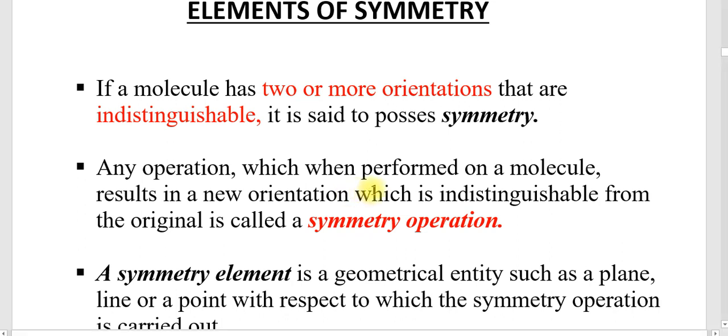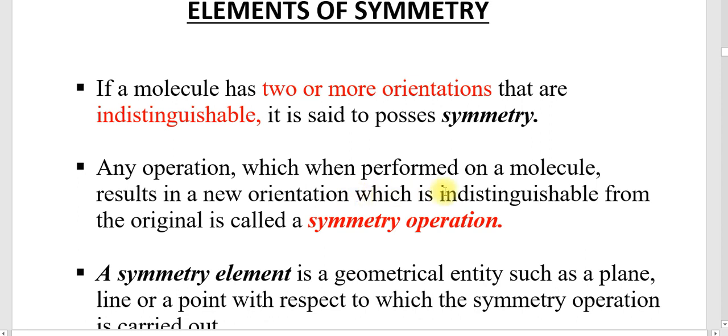Once again, consider a molecule, capital letter A, and that molecule has one orientation, that is A1. After that I apply an operation or any condition to that molecule A1, then that orientation changes into a new orientation, that is A2. But if I examine both orientations, A1 and A2, I cannot distinguish them from each other.